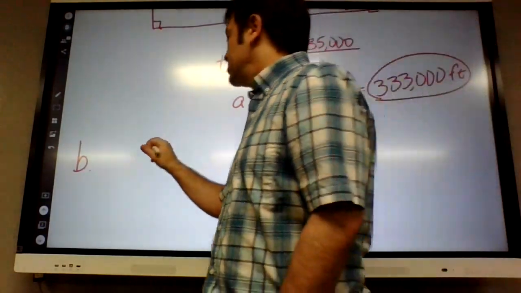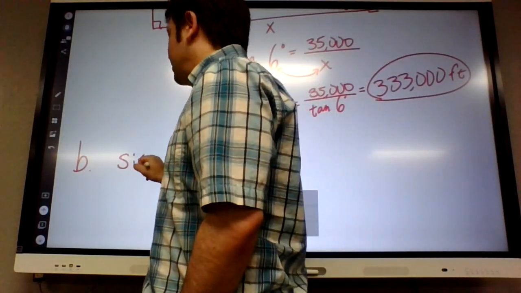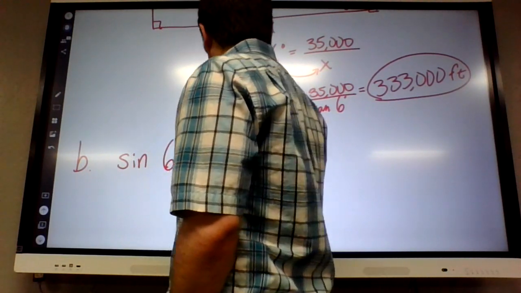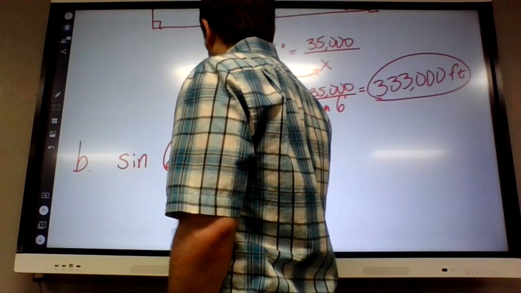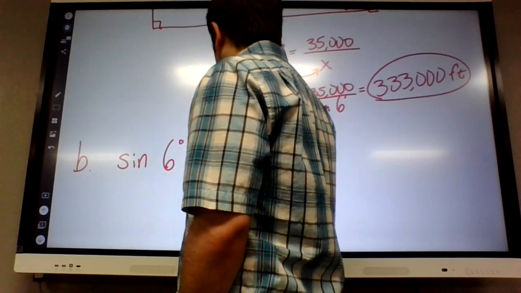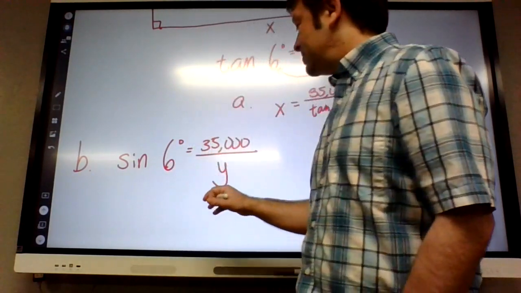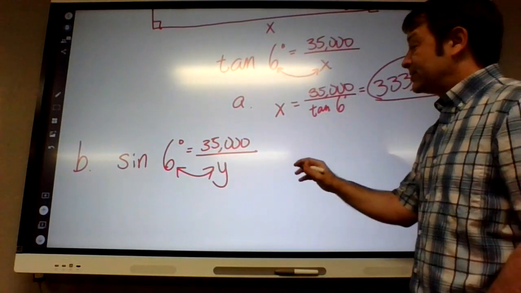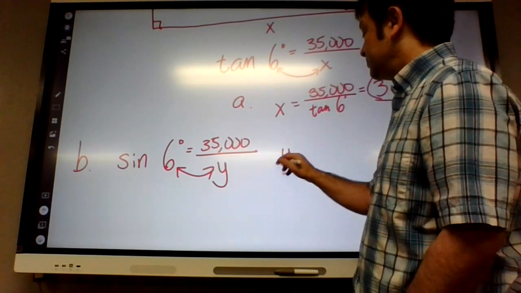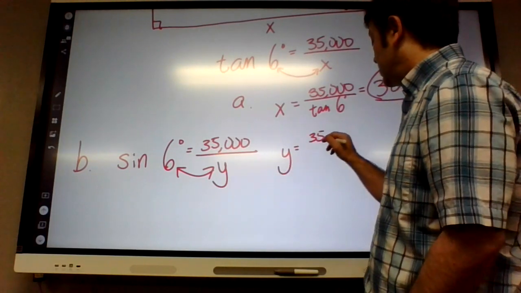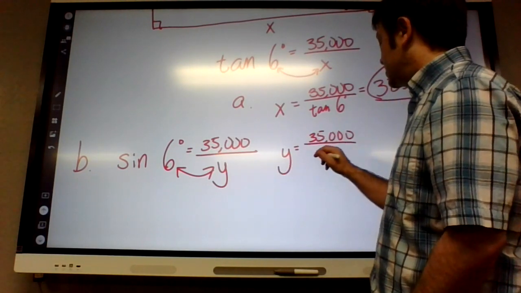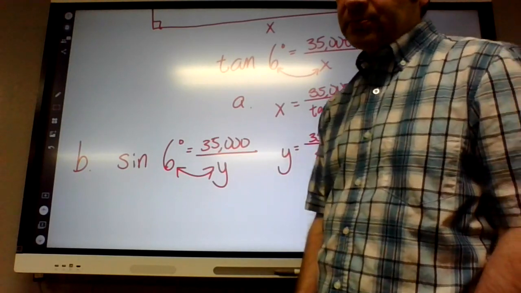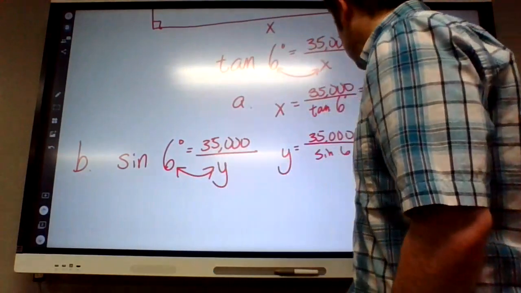So sine of the angle equals opposite over hypotenuse. It's kind of the same thing. These two need to switch places. 35,000 divided by sine of 6. That's a big number.